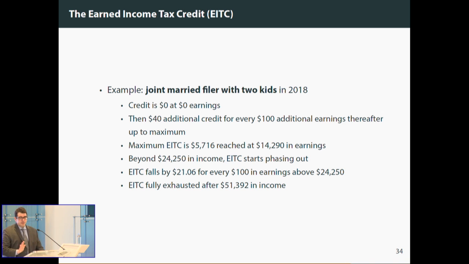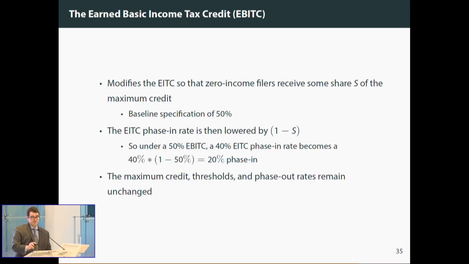Now, the issue that the Earned Basic Income Tax Credit is trying to address is that first point, that when you make no money, you get no credit. And so what if there were a way of taking some of the concerns that have been present in the UBI debate and integrating them with the Earned Income Tax Credit, where people still have room to make more credit as they earn more, but they still get a little bit even if they have no earnings. So that's where the Earned Basic Income Tax Credit comes in.